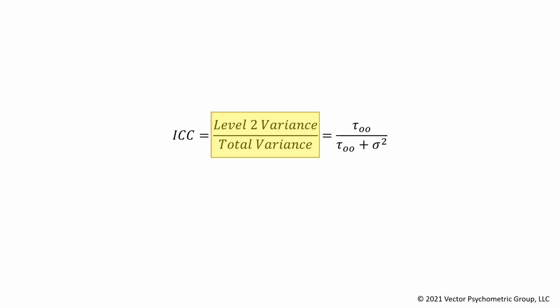Calculating the ICC is easy. It is simply the between-group variance divided by the total variance, or equivalently tau 00 divided by the sum of tau 00 and sigma squared. That wraps up my intro to HLM and the random effects ANOVA model. Now we're going to move on to the HLM software demo.